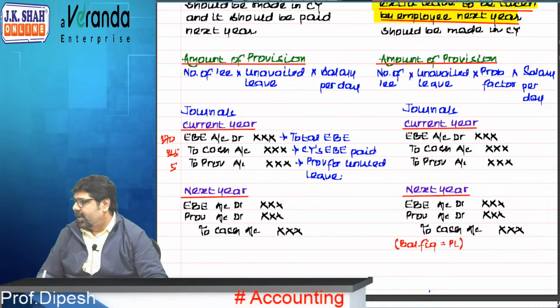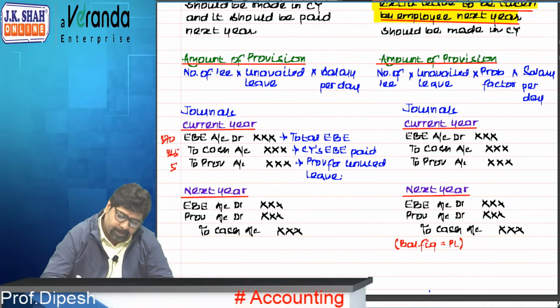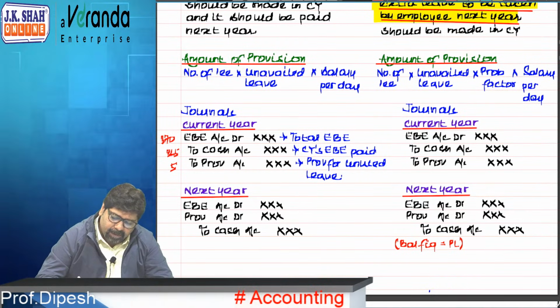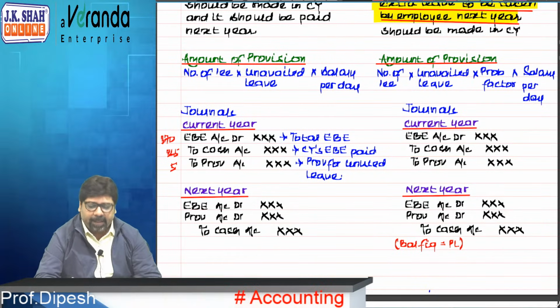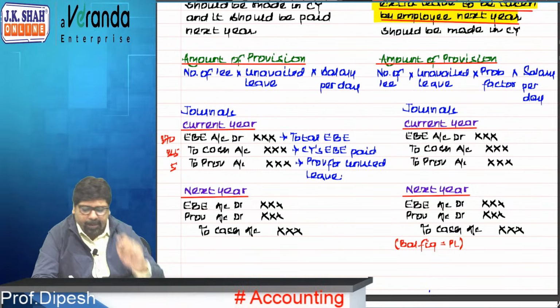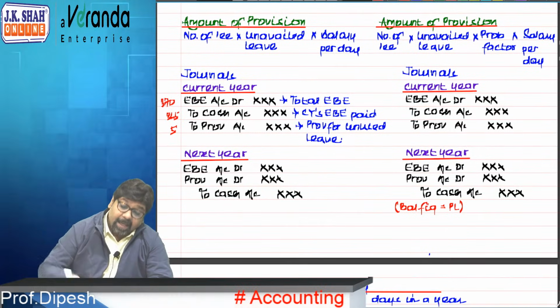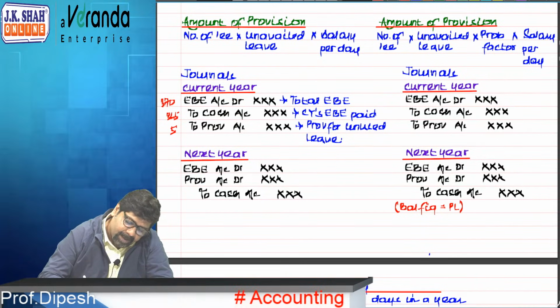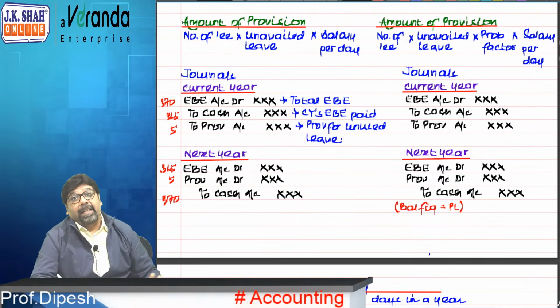Yes, sir. Now, the employee benefits account debit 370, to cash, to provision. Correct? 370 mein se 365 I have paid, 5 I am yet to pay, that is to provision. Next year, I am supposed to pay 365 for next year plus 5 of previous year and I will pay 370. Correct? Yes or no? Yes, sir.